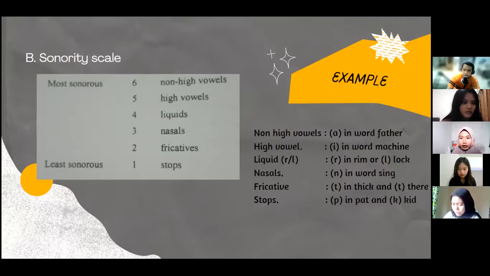And then nasal, the example is N in the word sing. Fricative, the example is th in thick and th in there. And then the last one is stop. The example is P in pat and K in kid.